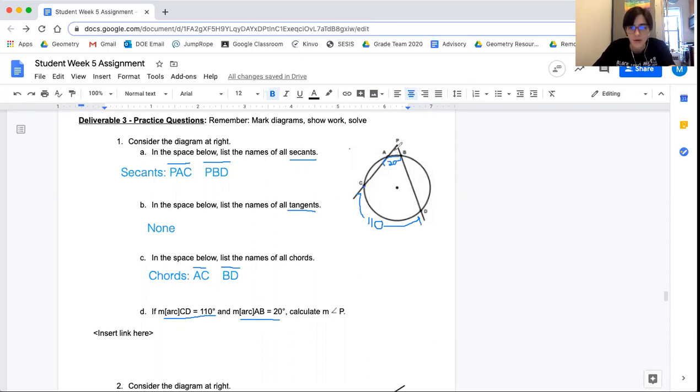Calculate the angle in P. So that's my X, this external angle. Well, I have a formula for this. My formula is: measure of external angle equals the large arc minus the small arc, divided by 2. So here's my formula.